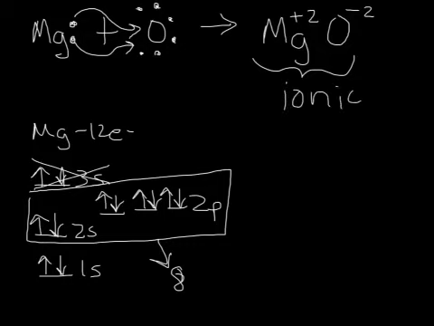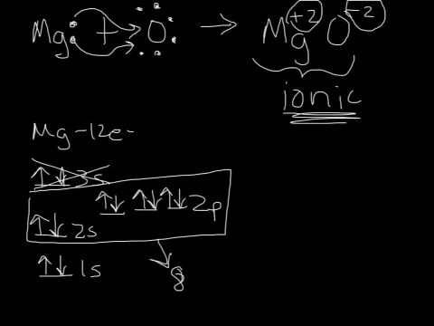This is an ionic bond. So this is an ionic bond right here. There are 2 ways I know this is ionic. I look at these charges. Opposite charges means it's ionic. Always. If I have a positive and a negative, that means it's ionic.